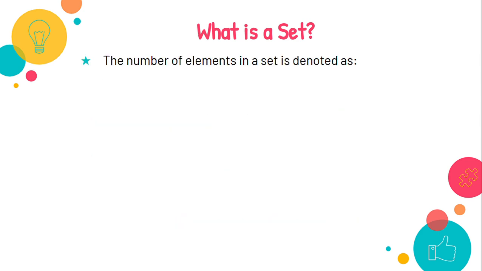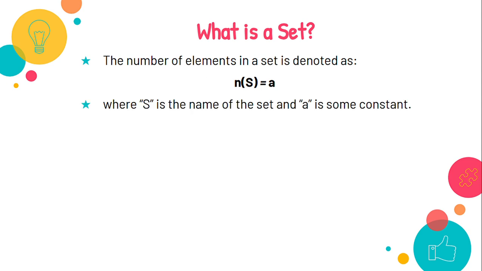Now, when we are looking at the number of elements in the set, we also have a notation for that. So you will see something written as n(S) = A, and that is where the number of elements in set S equals some number A. So S is simply the name of the set and A is going to be some constant or some number.